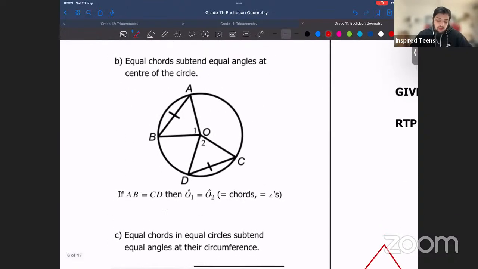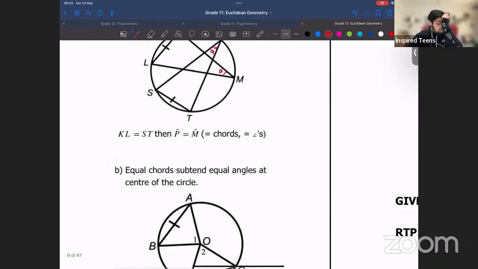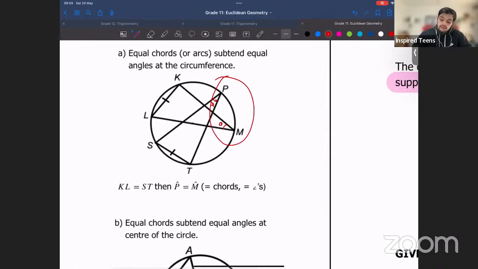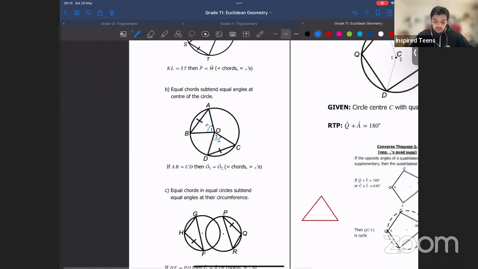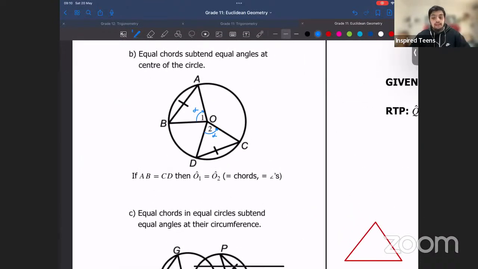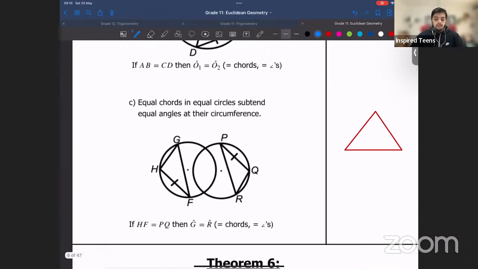Equal chords subtend equal angles at the center. Now, this is something we haven't discussed, but it's also true. Here we have two circumference angles being subtended by equal chords. If those same equal chords subtend two center angles, those center angles would also be equal to one another. That's something interesting to keep in mind. If they subtend angles at the center and they are equal chords, those center angles would also be equal.